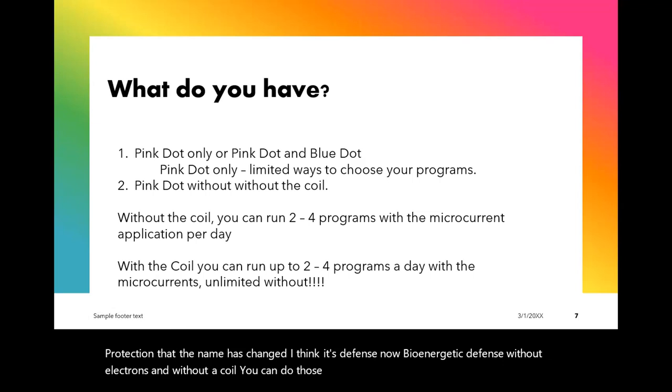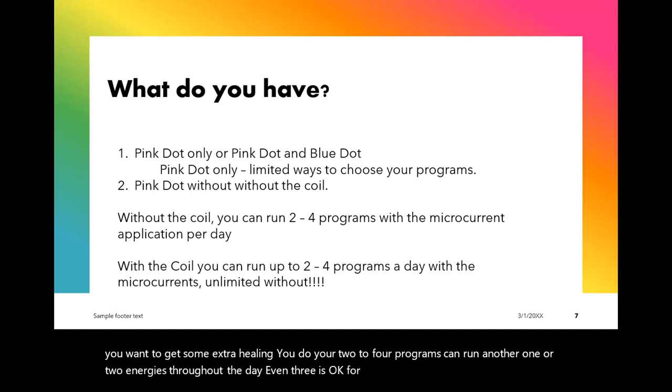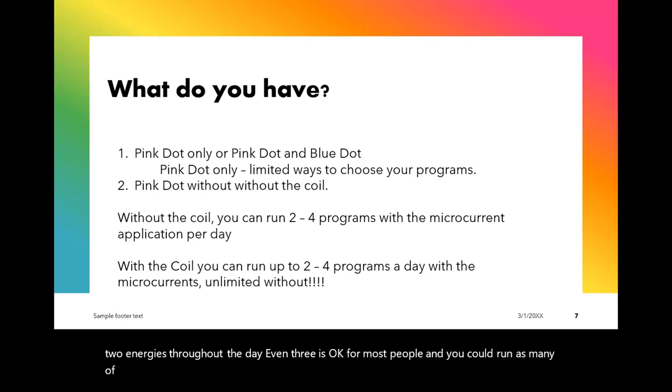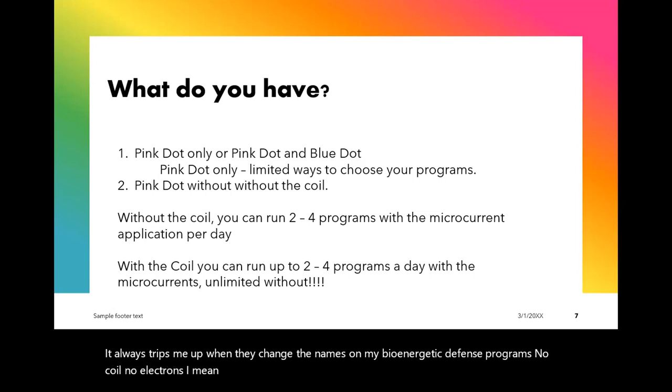So let's say you don't have the coil and you want to get some extra healing. You do your 2 to 4 programs. You can run another 1 or 2 energies throughout the day. Even 3 is okay for most people. And you could run as many of the bioenergetic defense programs, no coil, no electrodes. It always trips me up when they change the names on me.